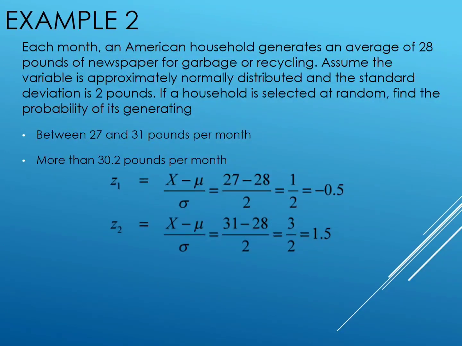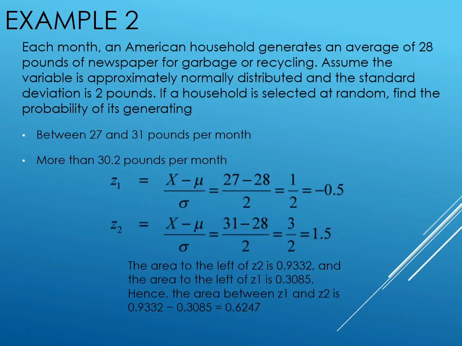I go back to my table E. I go to the negative side, 0.5 would be 0.50, and I find the value. This question is asking for probability, so I use the decimal that is given to me. I then go to 1.50 and find that the area to the left of Z2, the one for 31, is 0.9332, and the area to the left of Z1 is 0.3085. So the area in between is subtracting the smaller from the larger, getting 0.6247. You always subtract the smaller from the larger because an area cannot be negative. So the area in between is 0.6247.